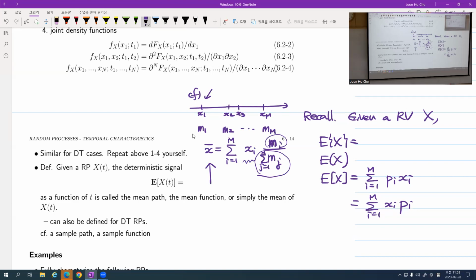And we may interpret this value as what? The probability. Because the sum of probabilities equals 1. The sum of this normalized mass equals 1, right? So the notion of mean or expected value of a random variable was motivated by the physical notion of center of mass. Got it?